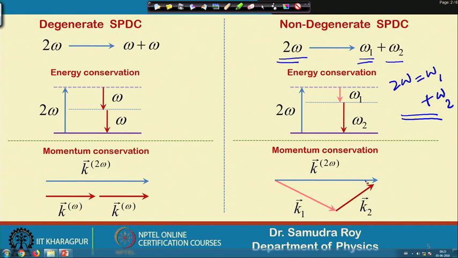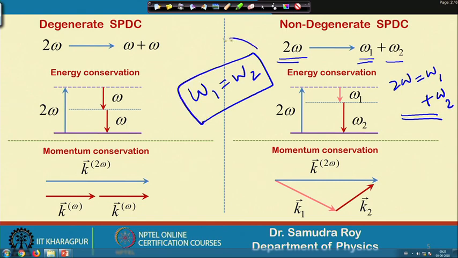Degenerate is a special case of non-degenerate spontaneous parametric down conversion. When omega 1 is equal to omega 2, then the non-degenerate case becomes degenerate, because they are the same, equal to omega. So, non-degenerate spontaneous parametric down conversion is the more general case, but right now we are studying the degenerate case.